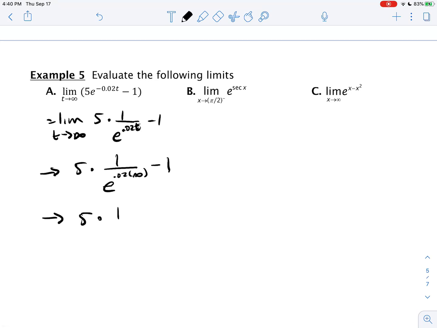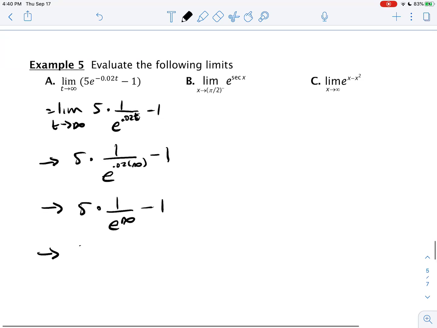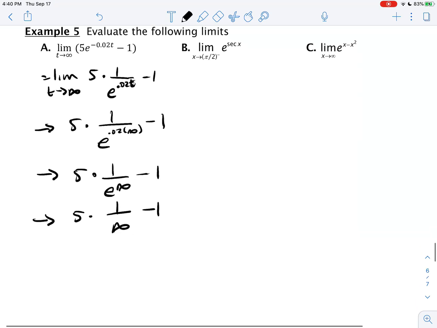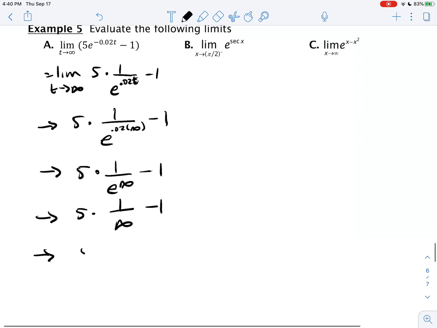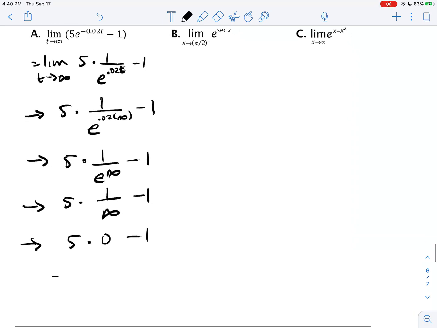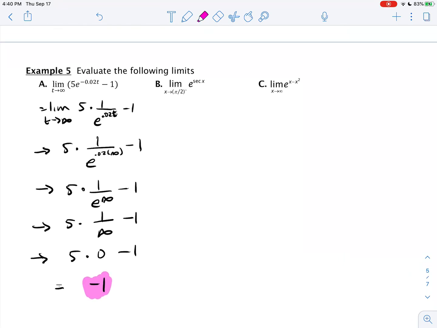The limit of a constant is a constant. And this is going to 5 times 1 over e to the infinity, minus 1. That's going to 5 times 1 over infinity, using those rules up top. And 1 divided by infinity is giving me 0. And that's going to give me minus 1.